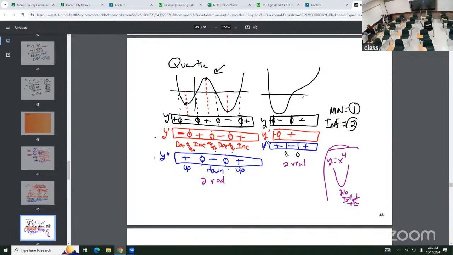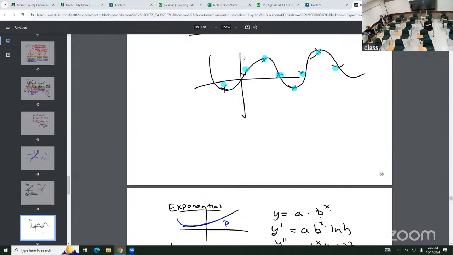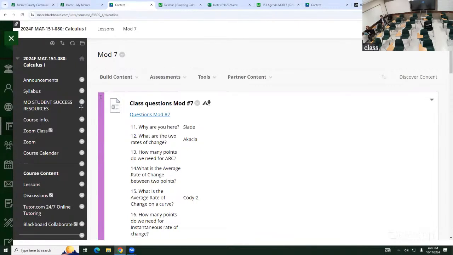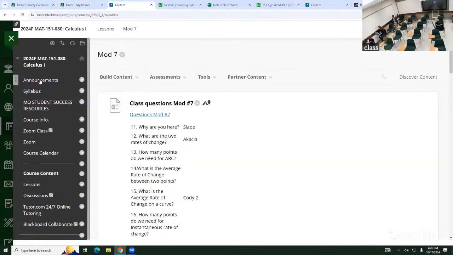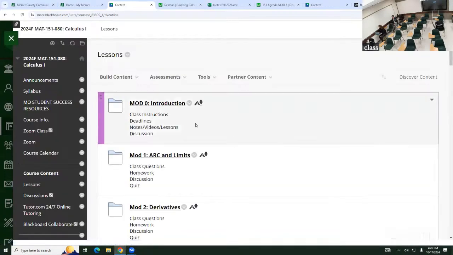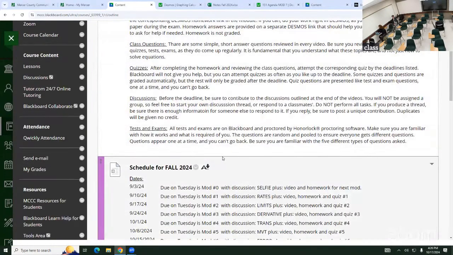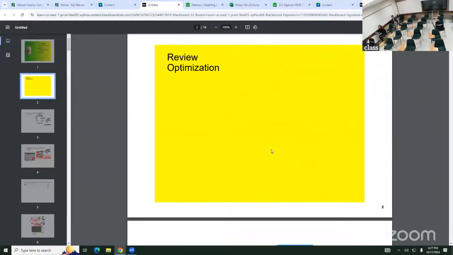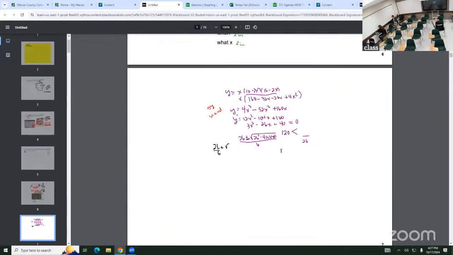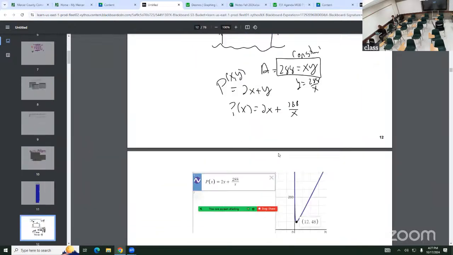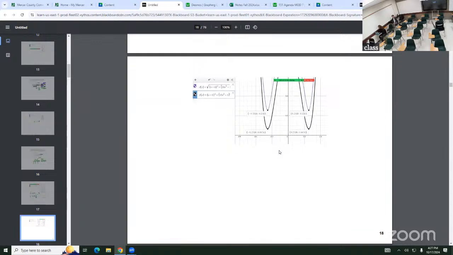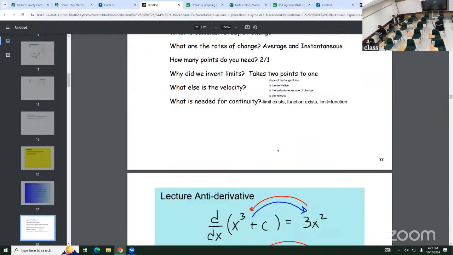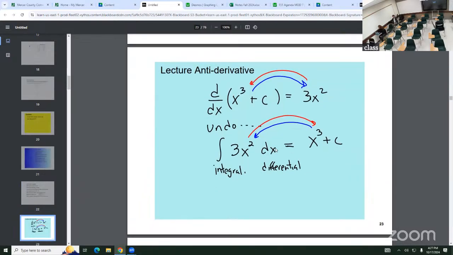All right, so that was optimization. That's that. Let's go to mod 0 and pick up antiderivatives. Indefinite integrals. Okay. That's a review of optimization. Where's my blue page? Sorry, just zooming on through. Okay, blue page, lecture on antiderivatives.